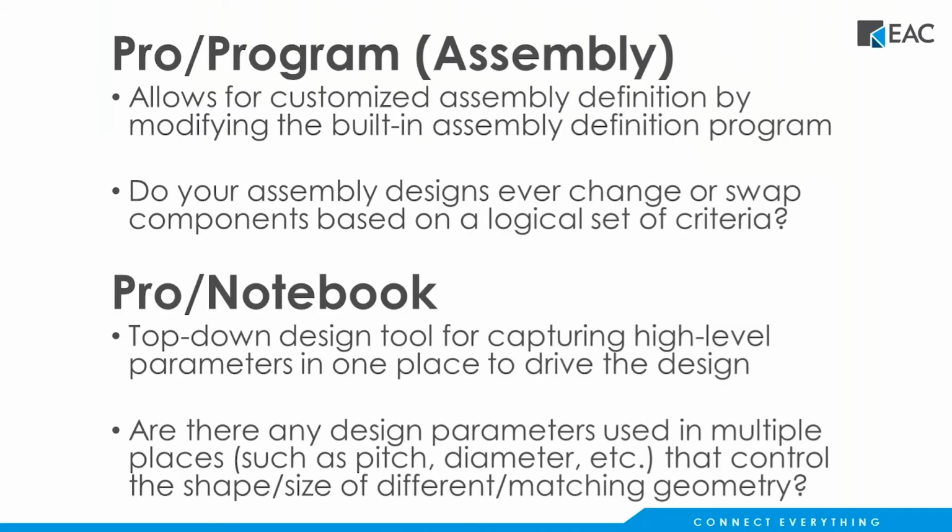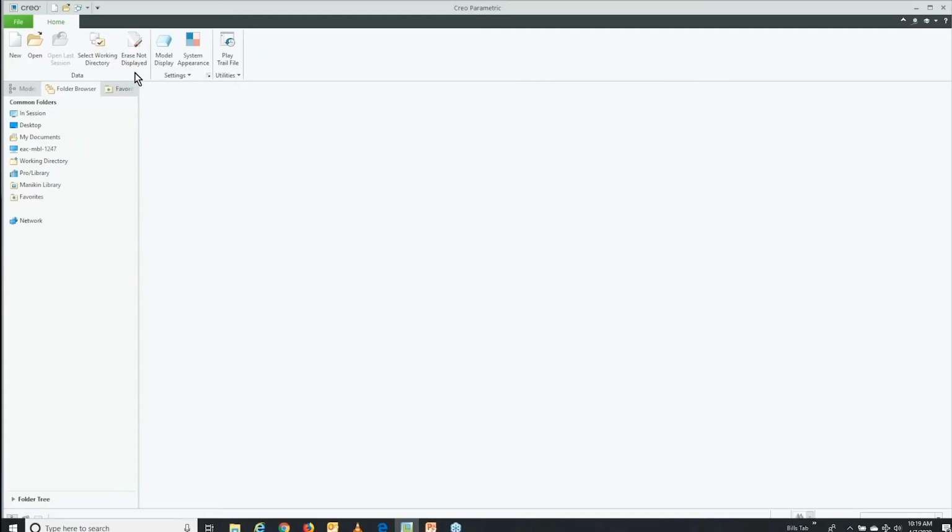So let's go on to our next step here. I'll talk a little bit about Pro Program. Now, in regular assembly, we have Pro Program for parts, but in advanced assembly extension, we have Pro Program for assemblies, and then we can also leverage Pro Notebook, which used to be called Pro Layout back in the old days. We'll go through an example of both of these, and you can see how those work.